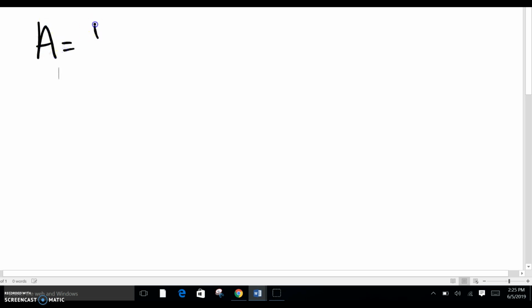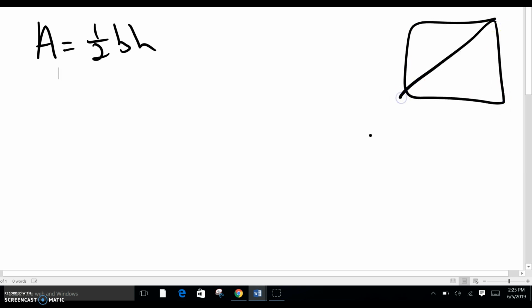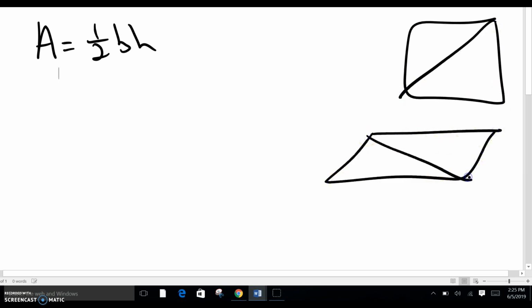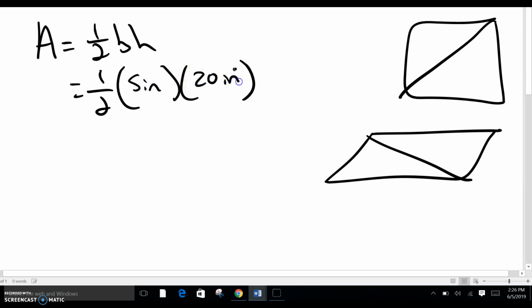So go back and look at that formula sheet. The reason it's half base times height is because a triangle is like half of a rectangle or half of a parallelogram. So that's where that half comes from. But we want to put the units in here because I want you to see something. Base is 5 inches and height is 20 inches.